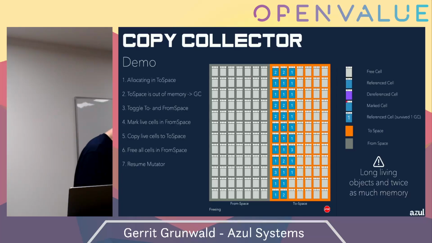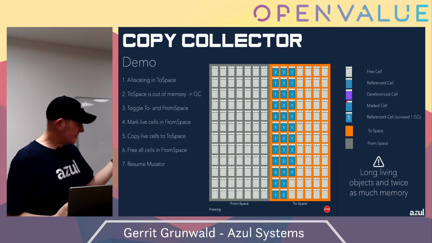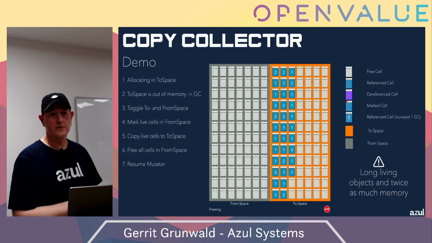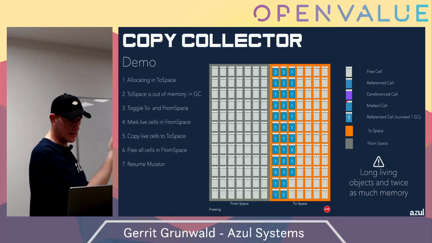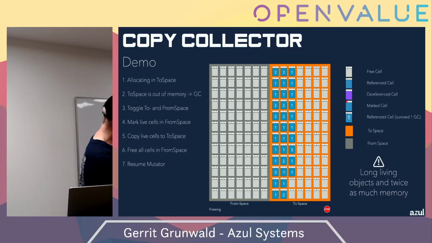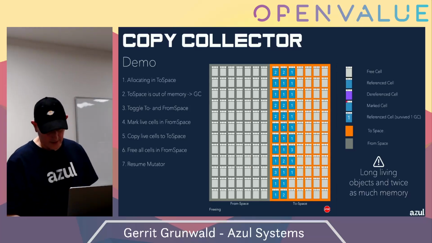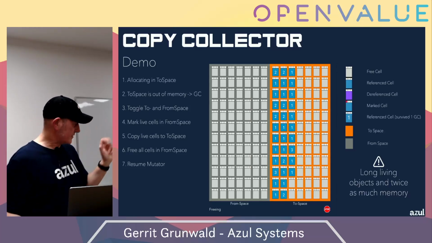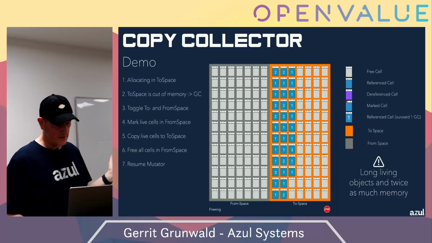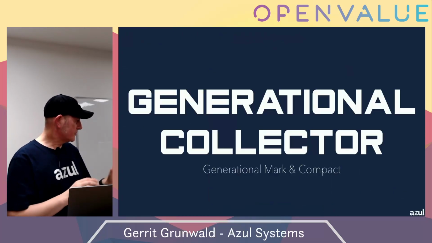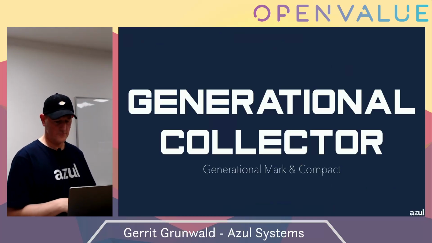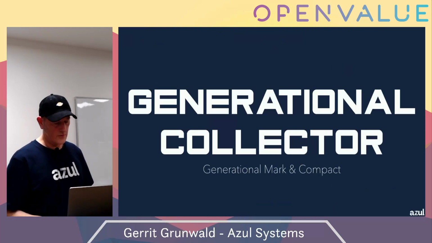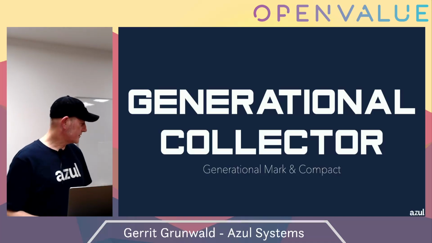Long-living objects, you have to copy all the time, and you need twice as much memory as with the other collectors. But you have more speed because you can free up faster, and you can always compact by the copy step, right? Okay, so these are the 3 basic principles that you need to know. So it's not that much. And that leads me to generational collection. Does everybody know what that means? Probably not everyone. We will talk about generational mark and compact.